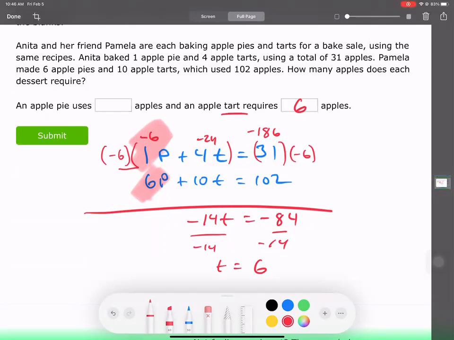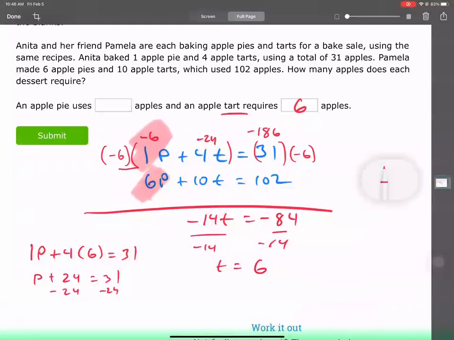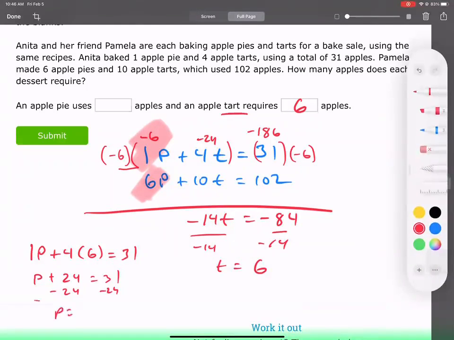I don't know. Let's use the equation. 1p plus 4 times 6, because t we said was 6 already. That saved ourselves some time. p plus 24 equals 31. That's minus 24 to both sides because we're solving for p. p is equal to 31 minus 24, which is 7. So it takes 7 apples to make pies.